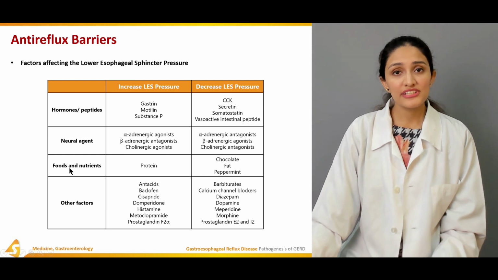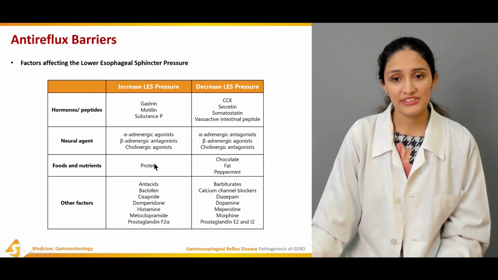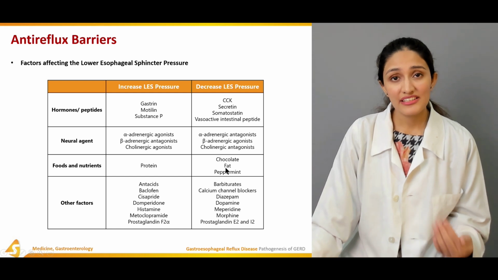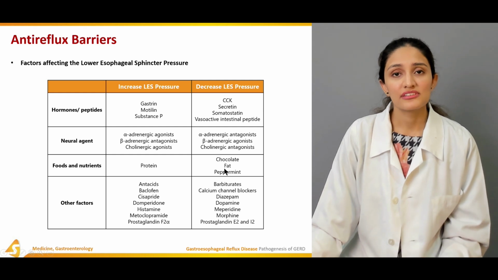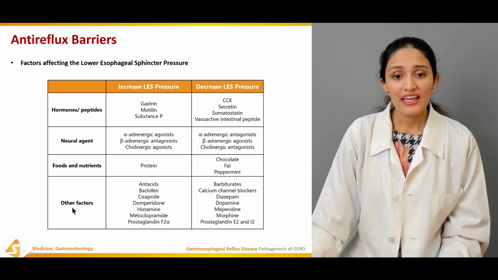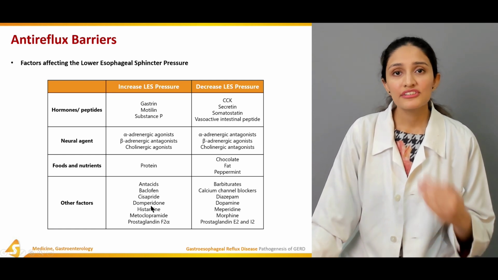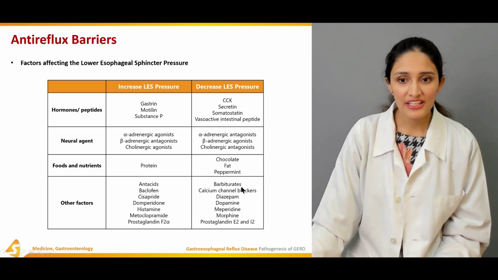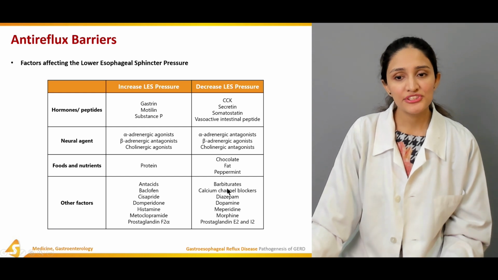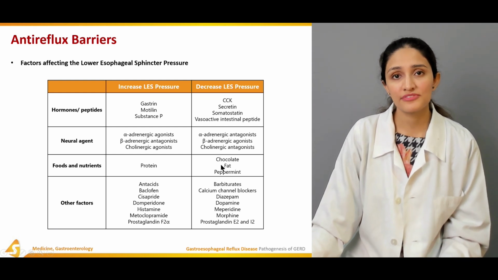Among foods and nutrients, protein is good. It helps in increasing the lower esophageal sphincter pressure, whereas chocolate, fat, and peppermint decrease it. That's why they're harmful for reflux. The other factors are medicines: antacids, baclofen, cisapride, and histamine help in increasing the lower esophageal sphincter pressure, whereas barbiturates, calcium channel blockers, diazepam, dopamine, and morphine have a negative effect. They decrease the lower esophageal sphincter pressure.